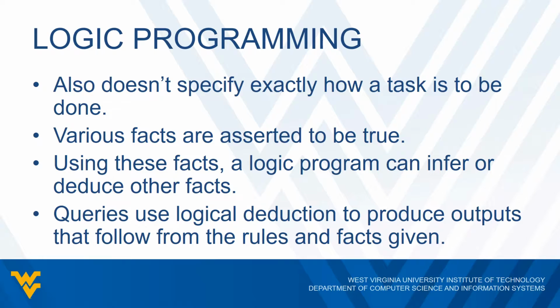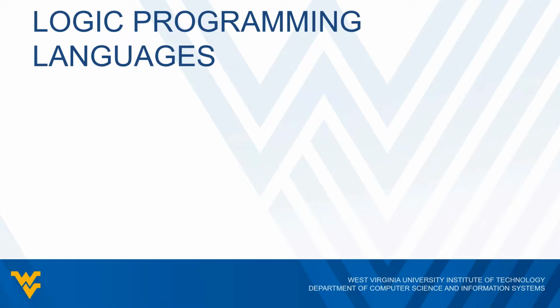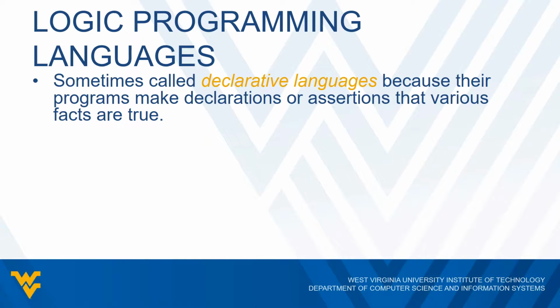So the whole point here is that we have these facts that are supposed to be true. Well, not just supposed to be, they are given to be true. And using these facts, if we're given some question, the program can use logical deduction to determine what is actually true and what's false. Logic programming is sometimes called declarative languages because their programs, instead of issuing step-by-step commands, will make declarations or assertions about the various facts that are true.